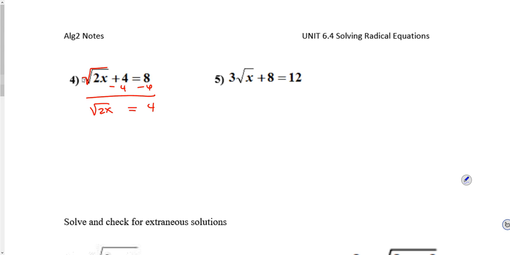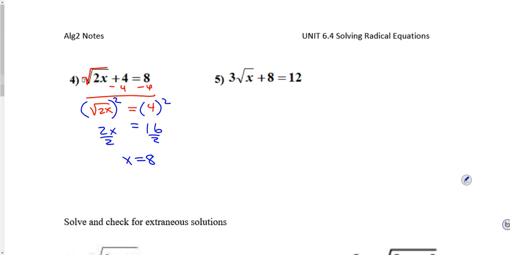To get the stuff out of the radical, once you've isolated the radical, you just square it. And so 2x comes out. Square the other side. Whatever you do one side, you do the other. And then you just divide both sides by 2. So x equals 8. Go back and do a quick check.